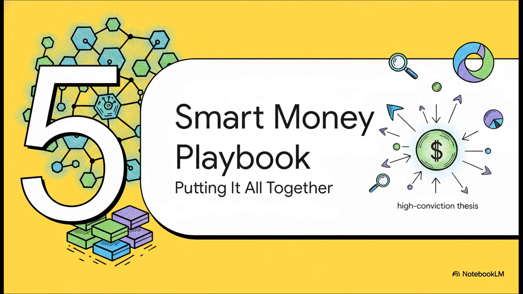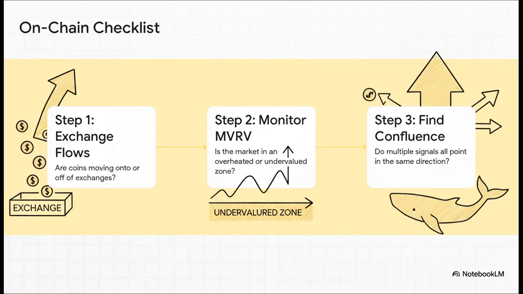So, how do you actually use all this stuff to make better decisions? Look, the real power of on-chain data isn't in looking at one single metric by itself. It's about combining them, layering them together to build a complete picture, a high-conviction thesis. Here is a super simple checklist you can use.